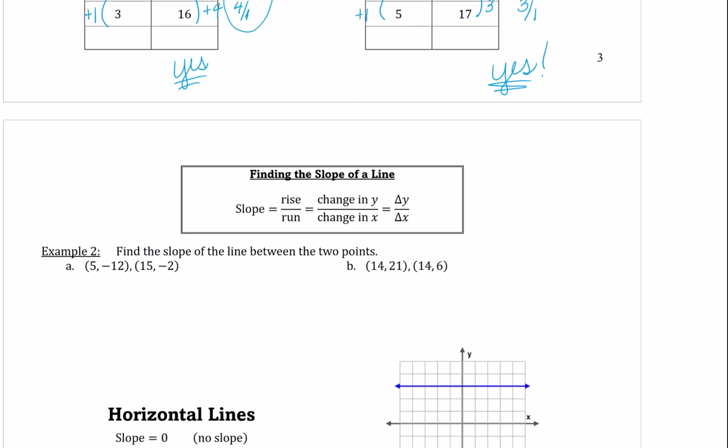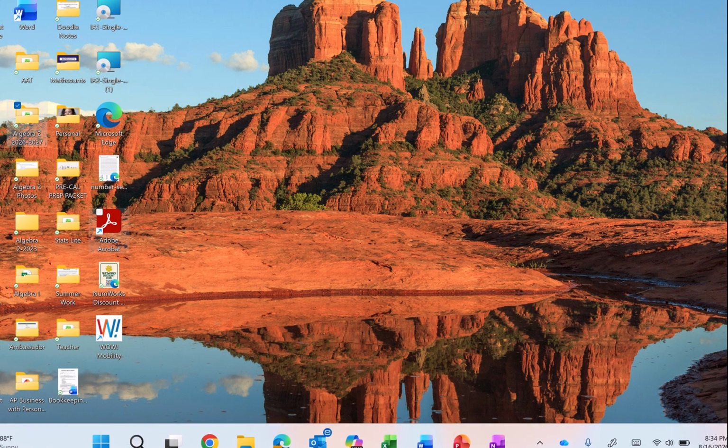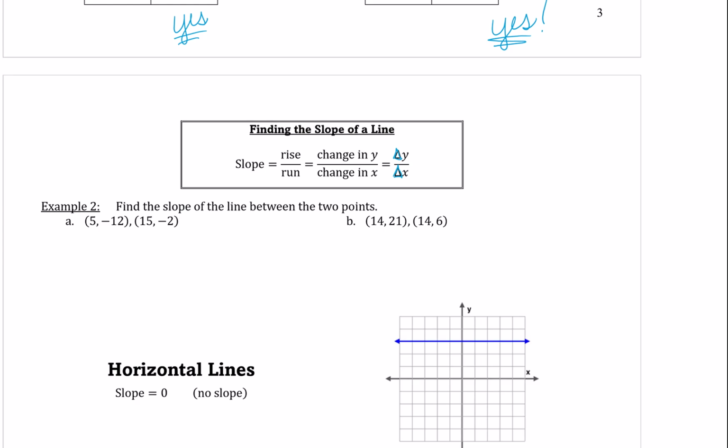All right, so when we're finding the slope of a line, like we talked about, it's your steepness. So it's how much you go up or down, the rise over run, or sometimes we call it change in y over change in x, which is just what this delta symbol, delta, means: change. So that's just the same thing, but with symbols. So when we're finding the slope, we're going to find our change in y over our change in x.